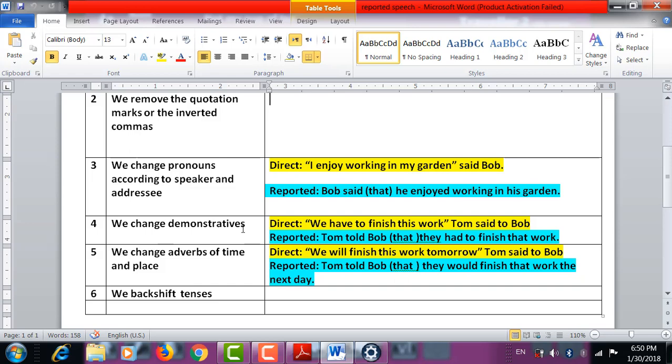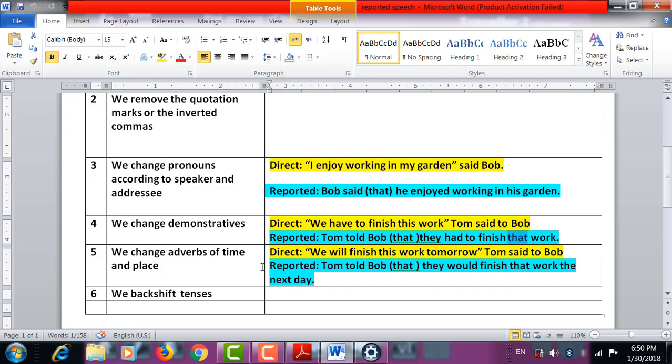Demonstratives means this, that, these, and those. We change this into that, these into those. Note that we have this here in the direct sentence and we change it into that here, right? And these, we change these into those as well. We change adverbs of time and place, and we have a table. Okay, I'll show it to you.